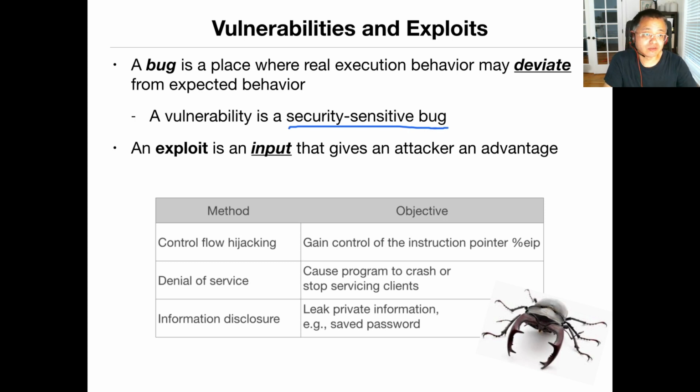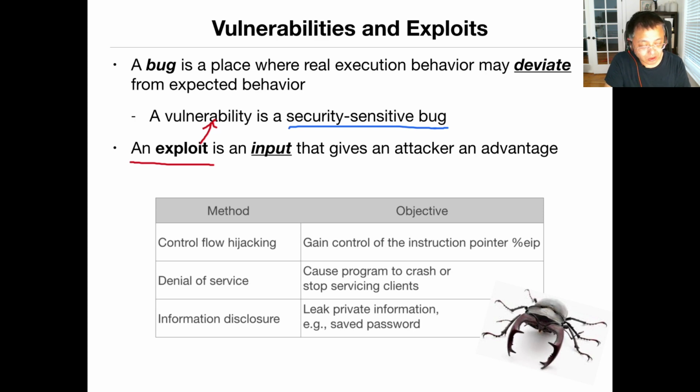There can be many different types of bugs, such as a functional bug. If the function of a program is different from the expected behavior, you have a functional bug. That's not a security-sensitive bug. A vulnerability is a security-sensitive bug. The exploit is an input that gives the attacker an advantage. Usually, an exploit targets a vulnerability.